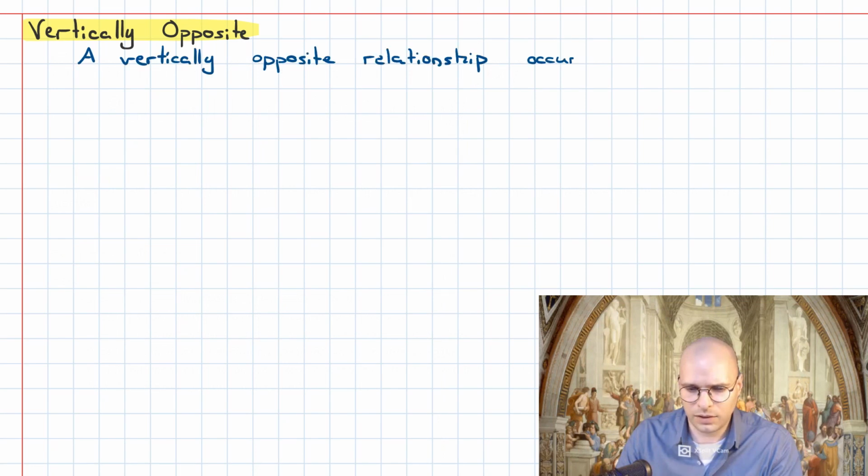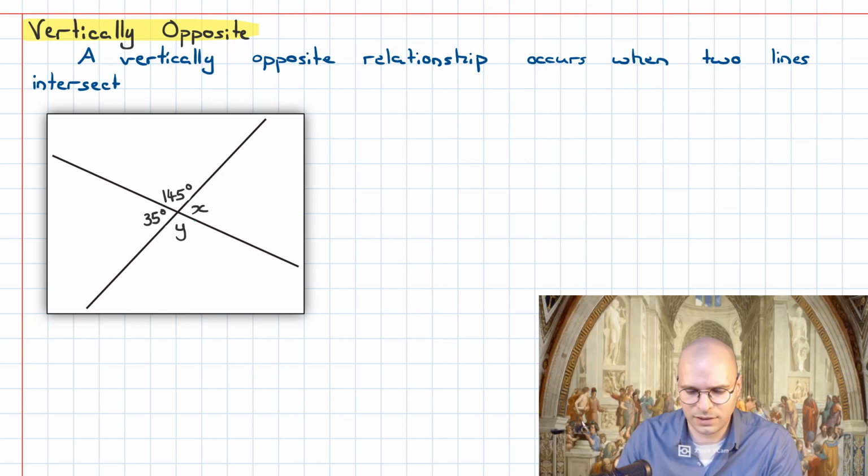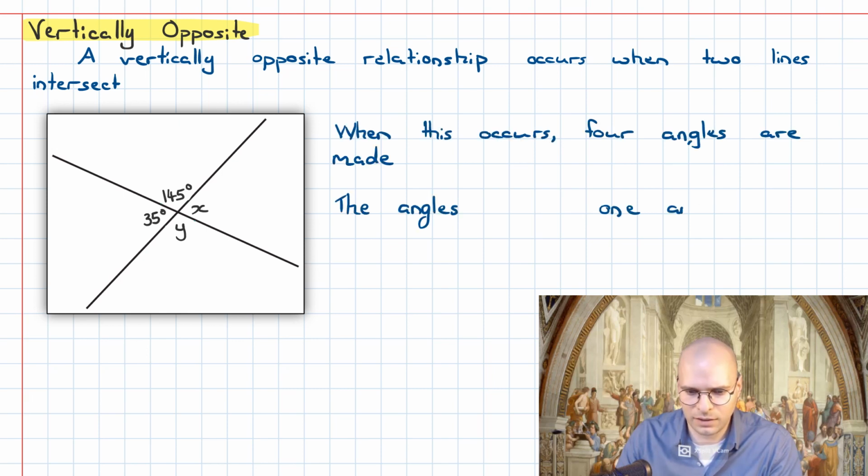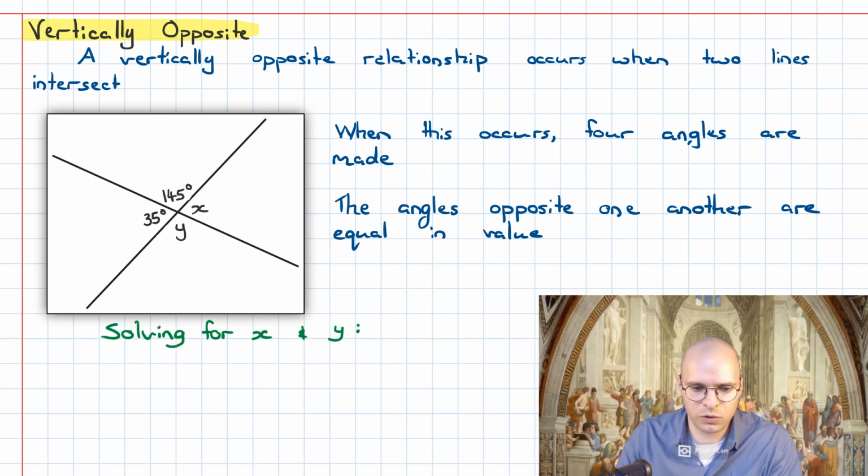Vertically opposite. A vertically opposite relationship occurs when two lines intersect. When this occurs, four angles are made. The angles opposite one another are equal in value. This is shown in the diagram on the left. Suppose we want to know the values of x and y. We can use the vertically opposite relationship to deduce the values for both x and y.